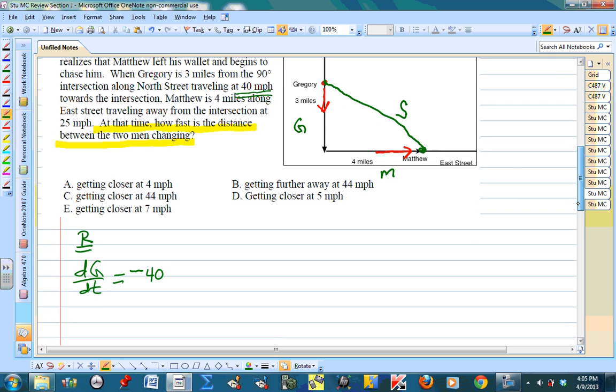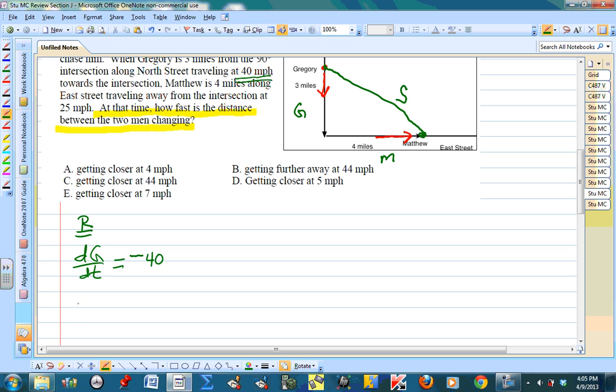Okay. And then let's also write Matthew's rate, dm/dt. How fast is he going? Going 25 miles per hour. His distance is increasing, so dm/dt is 25.